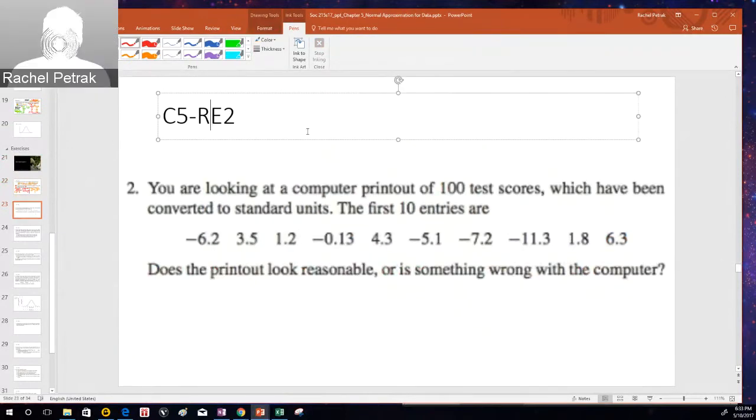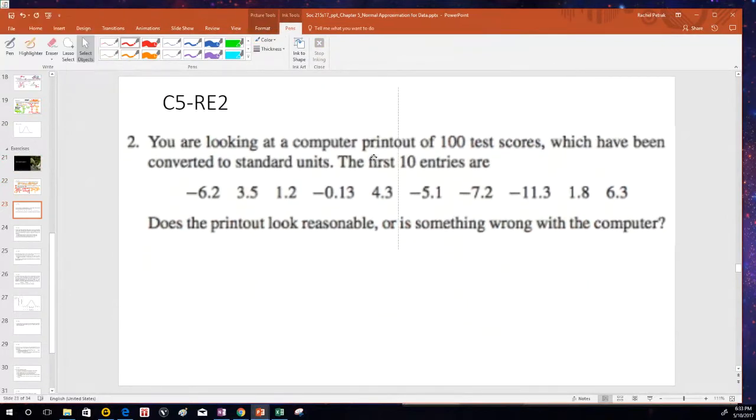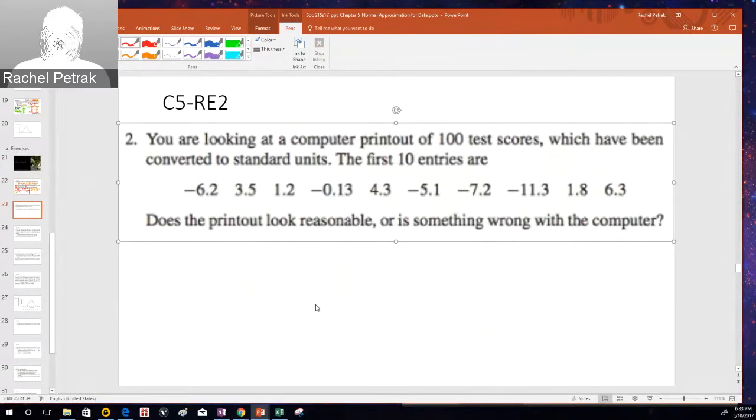Next up, we have review exercise 2. This is why I need to read the problems out loud before I do them. You're looking at a computer printout of 100 test scores, which have been converted to standard units. The first 10 entries are listed below here. We're not going to read those. Does the printout look reasonable, or is something wrong with the computer? Okay, well, how would we know if this looks reasonable or not?